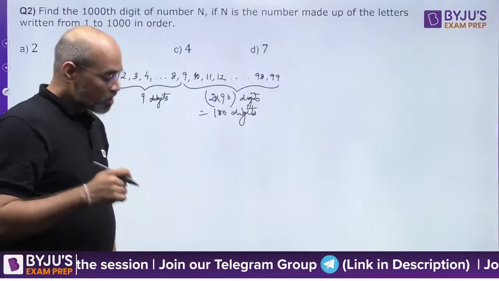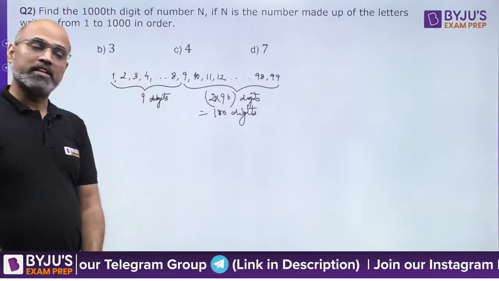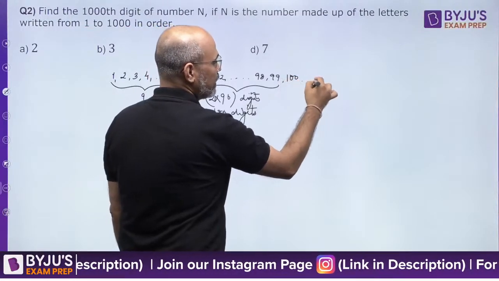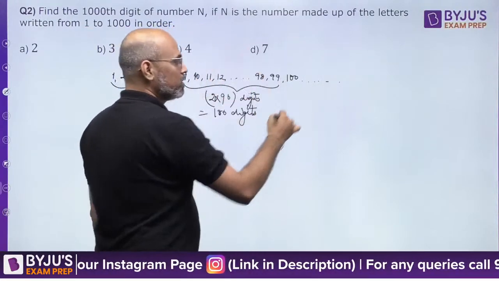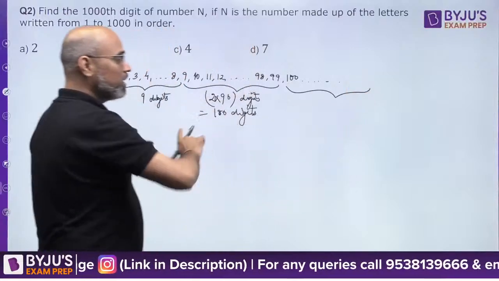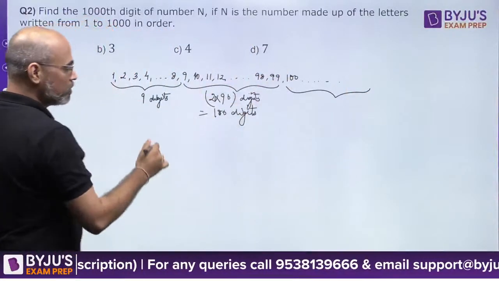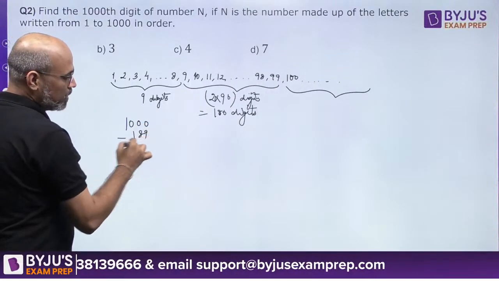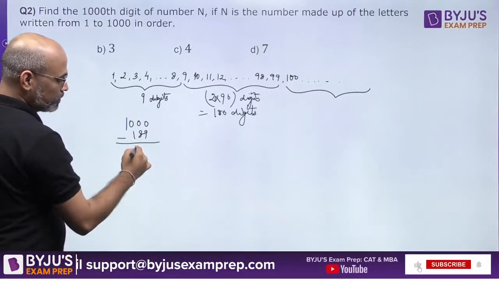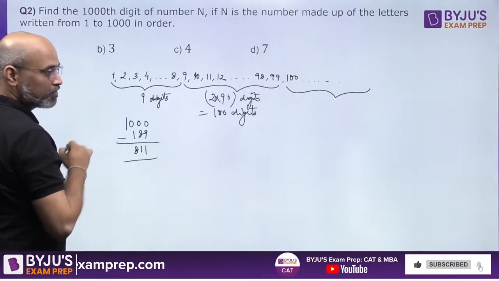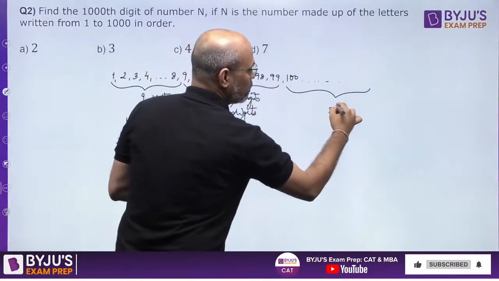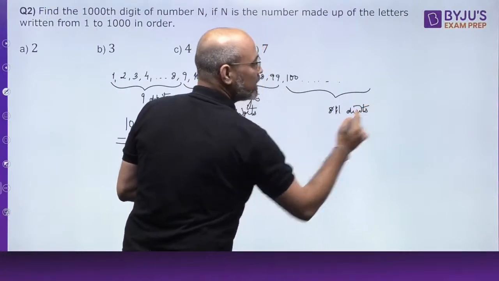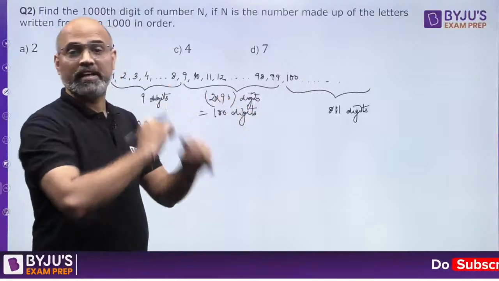So 9 digits is from 1 to 9, and from 10 to 99 you have another 180 digits. We have to reach up to the 1000th digit, which means starting from 100, we need to go up to a certain number where we have to fill in the remaining digits. So how many digits are left? Out of 1000 digits, we have already written 189 digits, right? So if we subtract it, we are going to get 811. So we have to form 811 digits, as in we have to write down as many numbers so that 811 digits are taken care of.